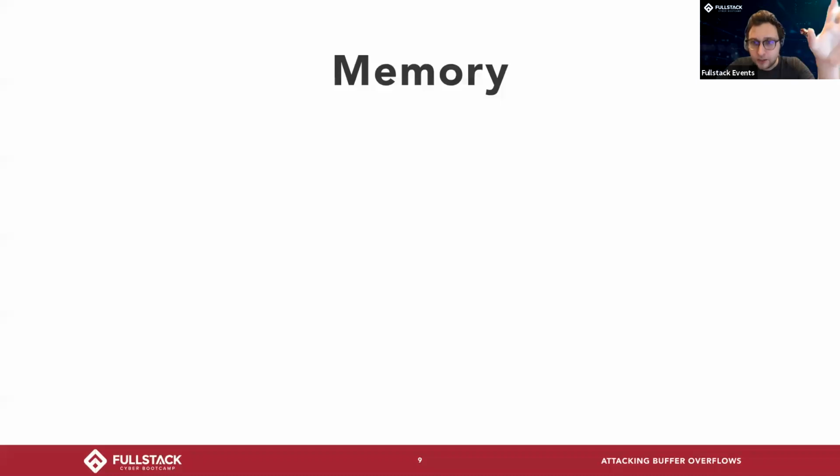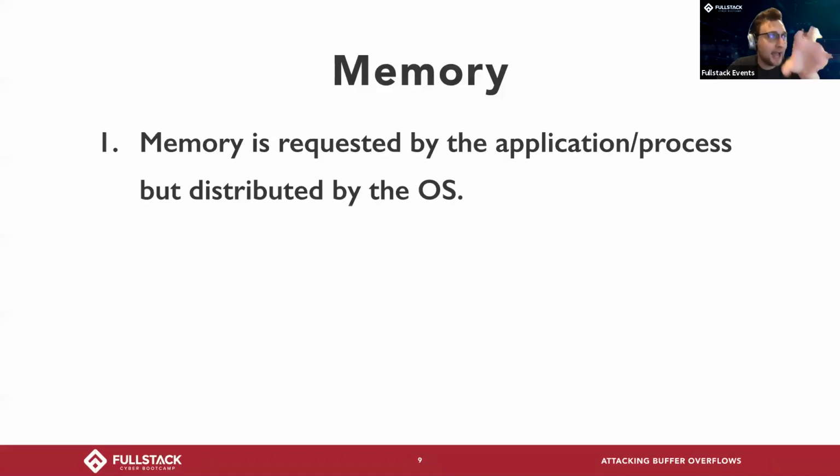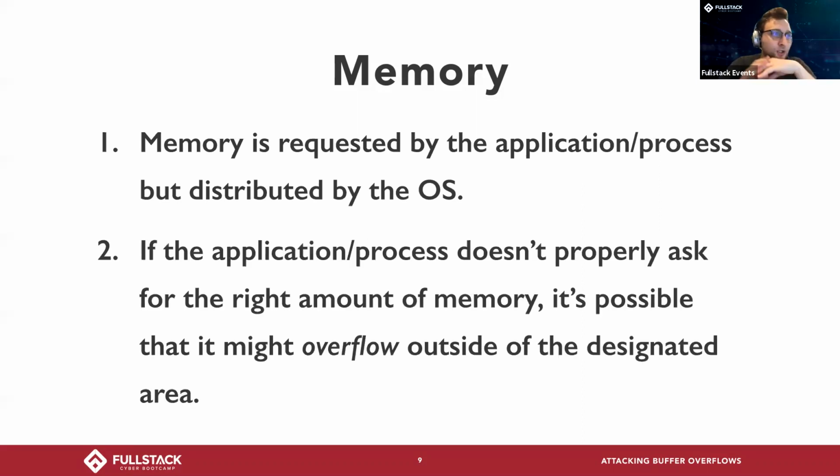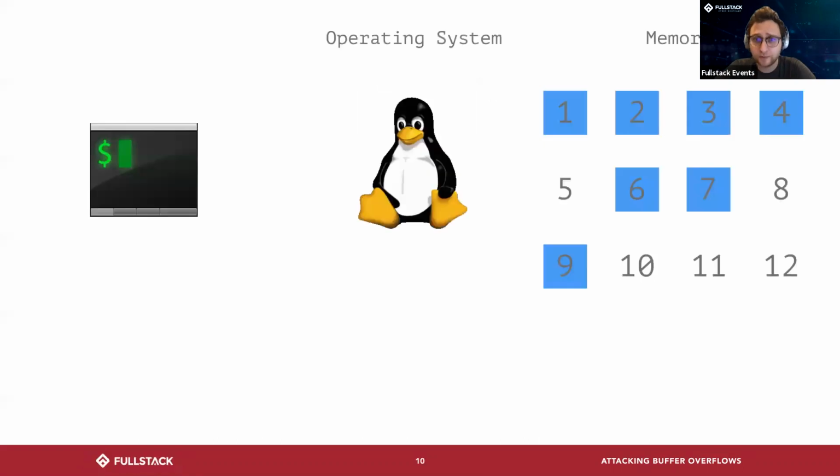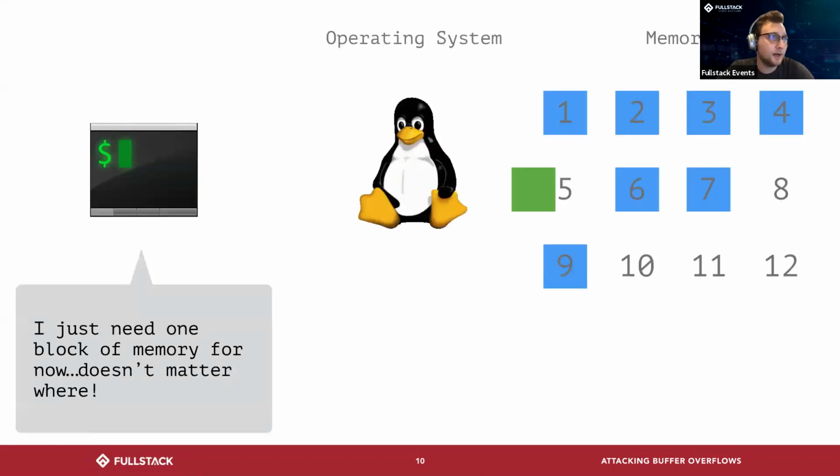And so again, to summarize, memory is requested by the application, but it's distributed by the operating system. If the application or process does not properly ask for the right amount of memory, it is possible that it might overflow outside of the designated area. So if the application or process doesn't ask for the right amount of memory, or the operating system doesn't do a good job defending against it, both of these things could cause an overflow. Again, if we look at this situation right here, 5, we overwrite this block, we have an issue. Here's a really simple example of a buffer overflow in memory.